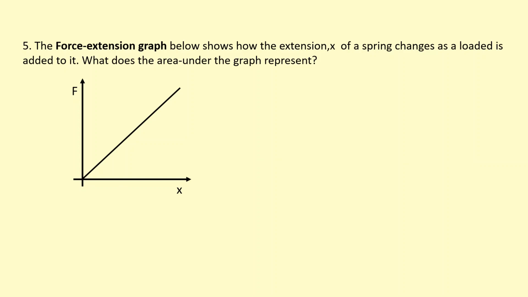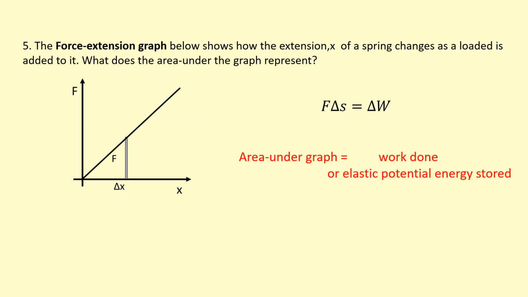Okay, here we have a force extension graph, extension of a spring. But the truth is this can be any force distance as long as that distance is parallel to the force. The definition that we're looking for here is the definition of work done, which is force times distance moved parallel to the force. So you can see the area on this graph represents work done. In the case of a spring, it's the elastic potential energy stored in that spring.